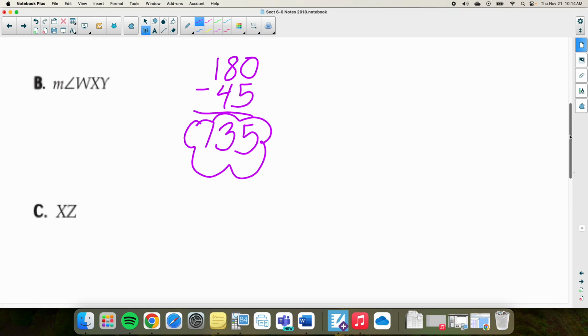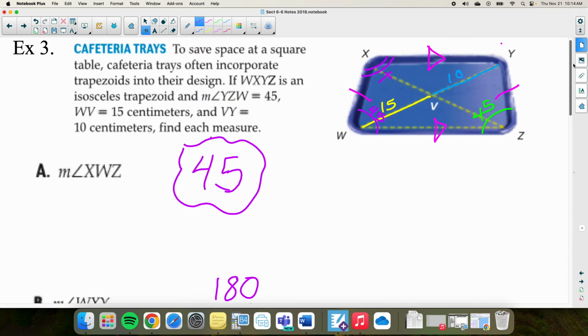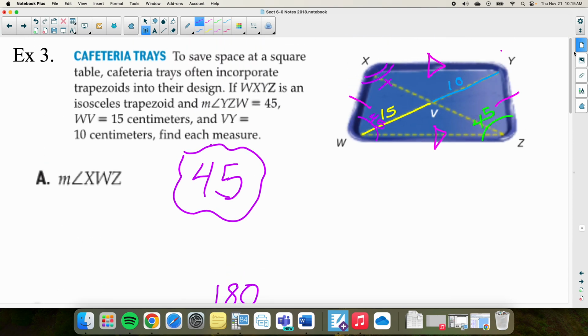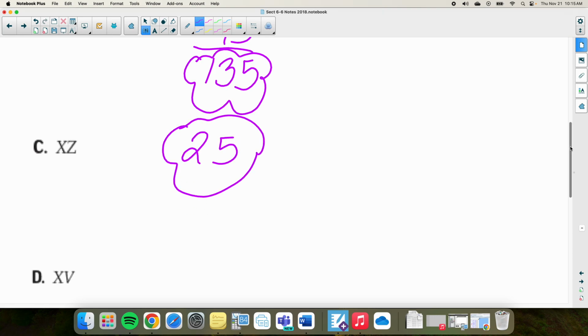Okay. Then they ask us for XZ. XZ is this whole diagonal. What do you guys think? It would want to be 15 and 10, like 50. Yes. This one would be 10 because these two pieces end up being equal and these two do. So yes, this one's 25 as well as that one's 25. Good. Right. And then they ask us for XV.